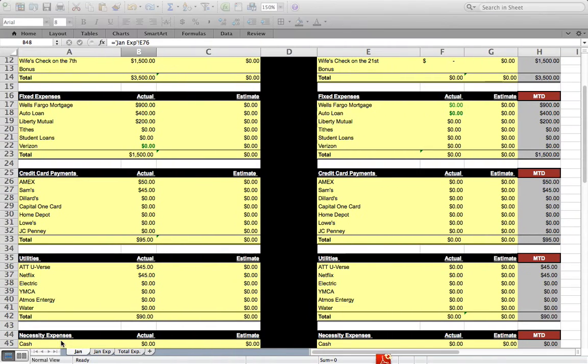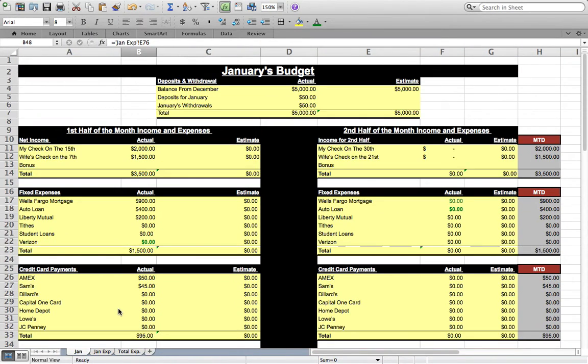First, let's take a look at this first page here. This is a balance sheet, and basically I call it my balance sheet. It looks complicated, but it's not. There are several sections here that are key. The top half that you see here is all your deposits and withdrawals. So basically this is your balance forward.